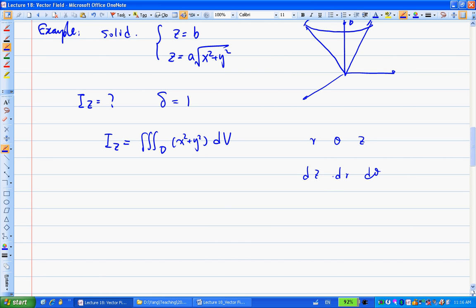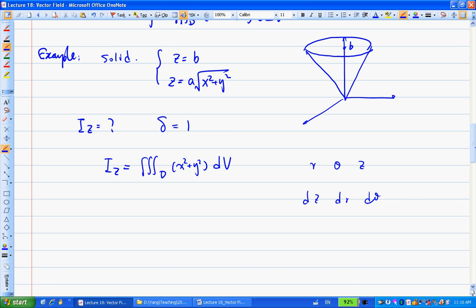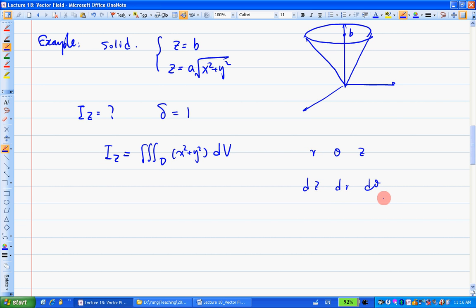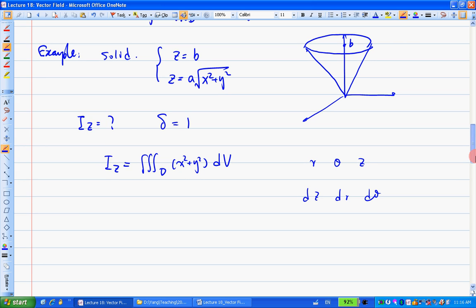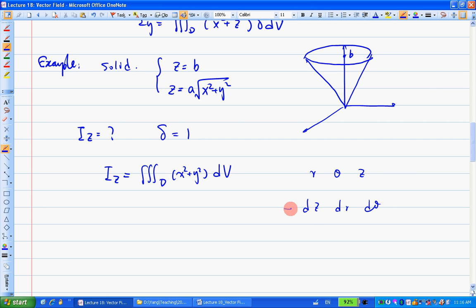So the order, really you can do different orders here, but let's do dz, dr, d theta. In my lecture notes, I did give you a couple of options for different orders. So if I want to do dz, the first step is to sketch the shadow of this object. The shadow is going to be in the xy plane. In this particular case, the shadow is basically the circle here.